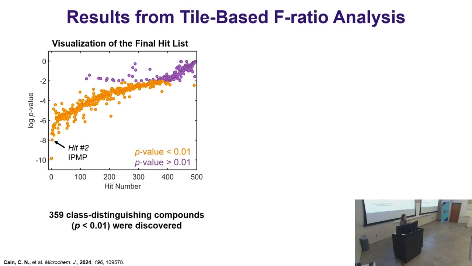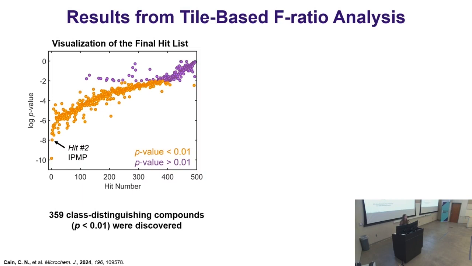So what we can see is that F ratio was really effective in reordering all of our peaks in our chromatograms. So that way, at the top of our hit list, we have all of those analytes that represent statistically different concentrations between the clean and the strong samples. In total, we found 359 class distinguishing compounds. And also as a really good validation check, the second hit in our hit list was that IPMP molecule that we knew from our targeted analysis study was correlated to potato taste defect.